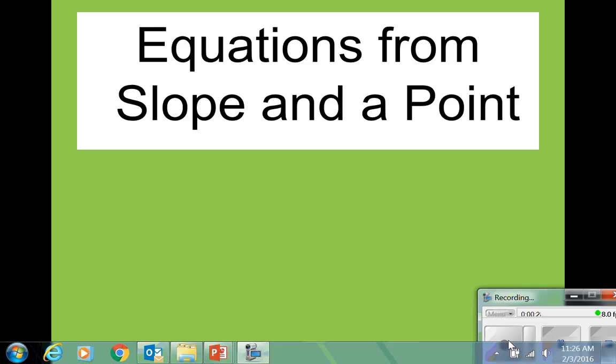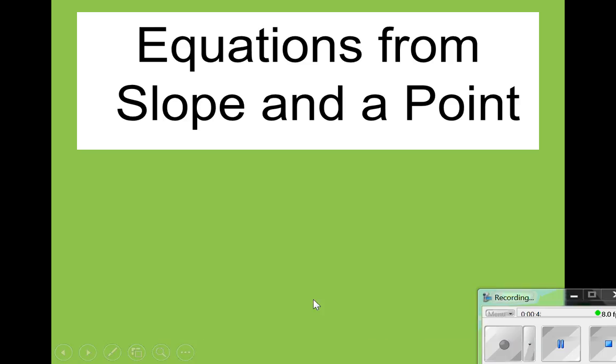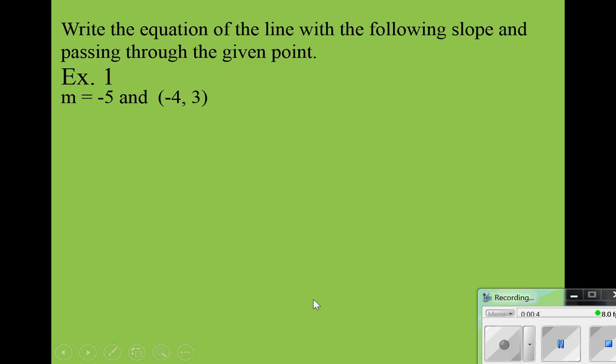So we're going to go ahead and do two column notes where we have the steps on one side and the work on another. If you want to fold your paper over or whatever you would like to do, that's fine. Here's your first problem. Write the equation of the line with the following slope and passing through the given point. Please write the directions and the example.